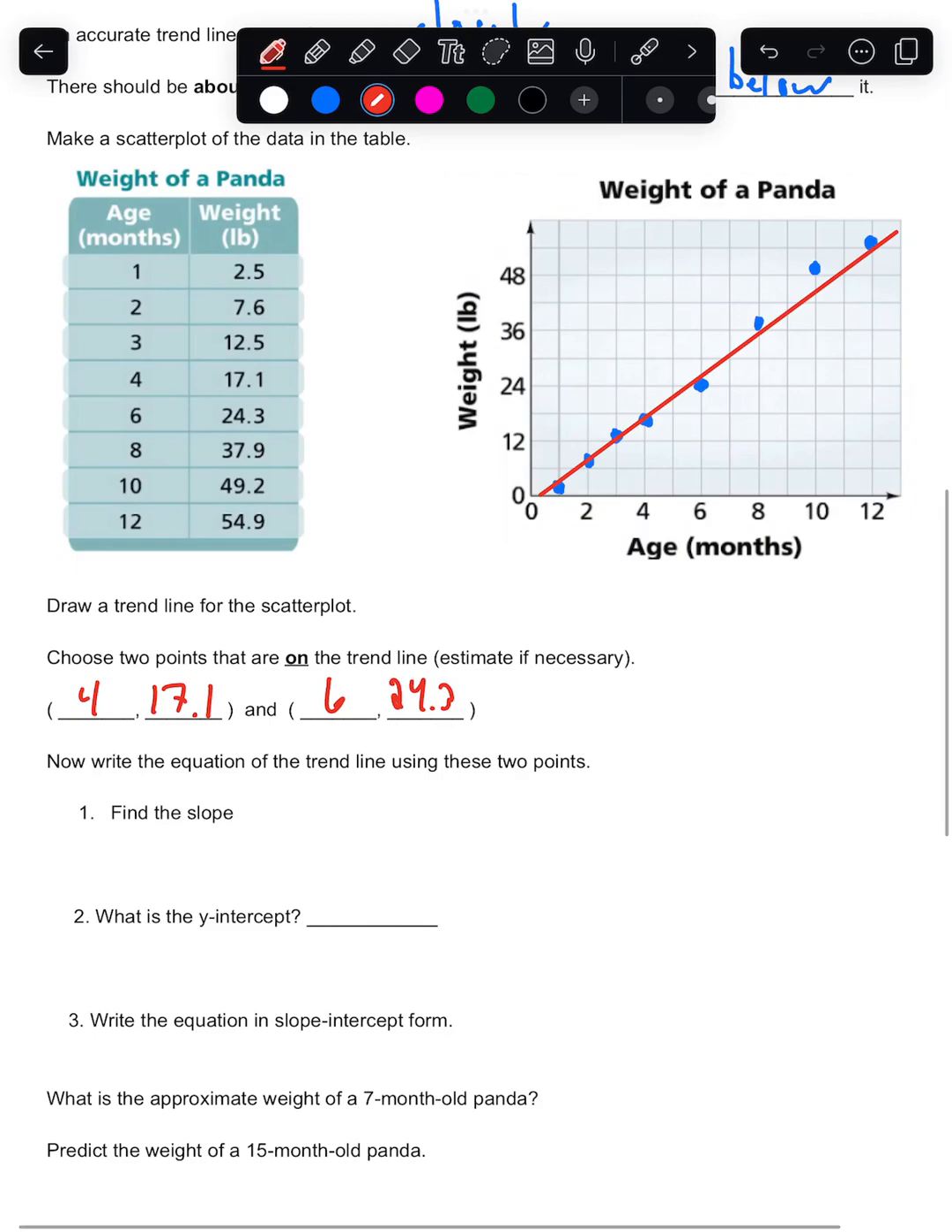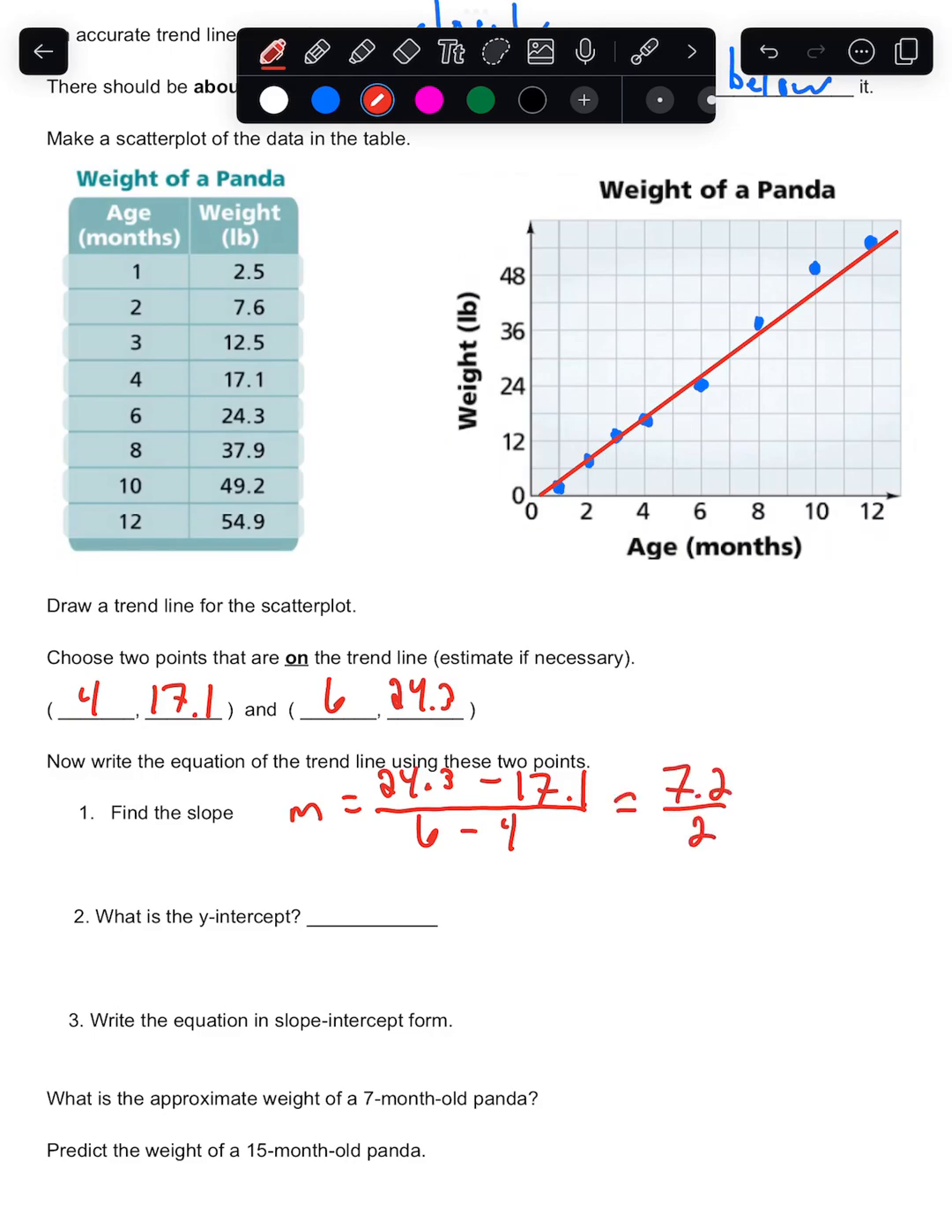Now I'm going to find the slope. I've got 2 points, so I can just use the slope formula. I could put it in my little t-chart if I want to, but I'm just going to use the slope formula. I'm going to take the 24.3, since that's the second y, and subtract the first y, which is 17.1, over the second x, which is 6, minus the first x, which is 4. So I'll just do that subtraction. That's 7.2 over 2. We can finish that division, and there your slope is 3.6.